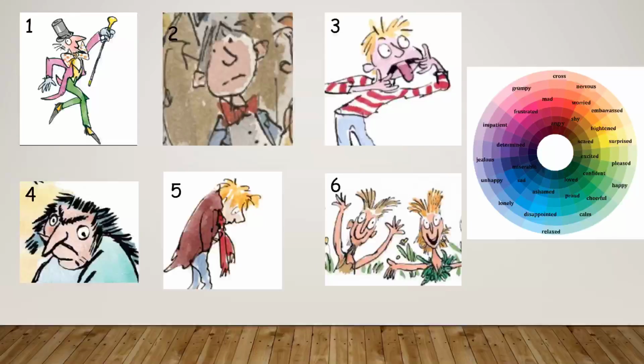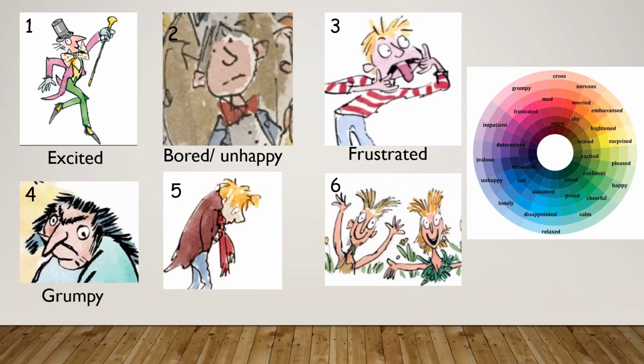So the first one, how do you think this character is feeling? I said excited. Could be happy, excited. He's got a smile on his face and he seems to be using his arms and legs in an excited way. What do you think about number 2? I said bored or unhappy. Just the simple lines that Quentin Blake has used makes me feel like this person is not very happy. Number 3, I said maybe this character was frustrated, maybe he's not getting his own way.